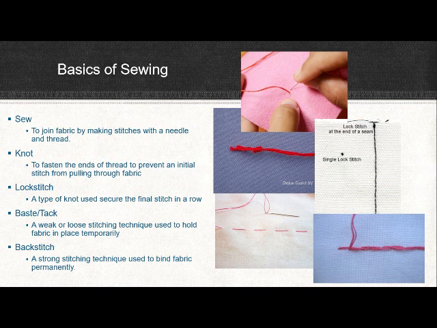You need to make sure that your thread is knotted when you begin. This means to tie a loop in the end of the thread to make sure that it does not pull out and undo all of your work before you are finished with it. That's how you begin. You tie a knot in the end of your thread to prevent it from being pulled through the fabric as you're working.